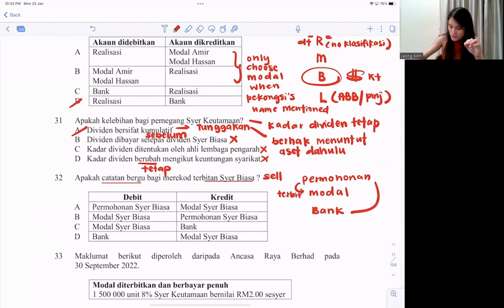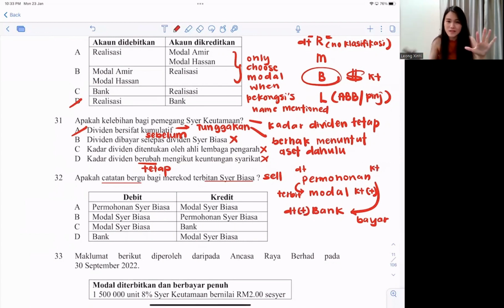But permohonan with bank is when it's bayar, meaning the person pays. So the combination should be permohonan debit, model credit. Because we want to see model increase, bank to increase as well. When permohonan goes with bank, it will be sitting on the credit side. So one time debit, one time credit. While model takes credit, bank takes debit. So they do the catatan berguna. So the answer should be permohonan with model.